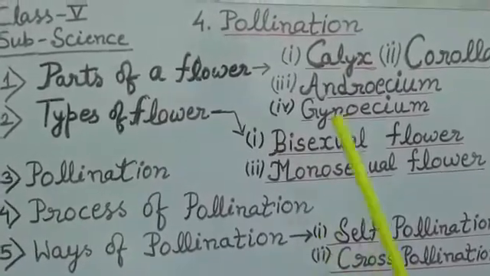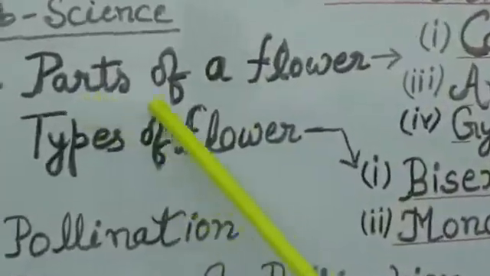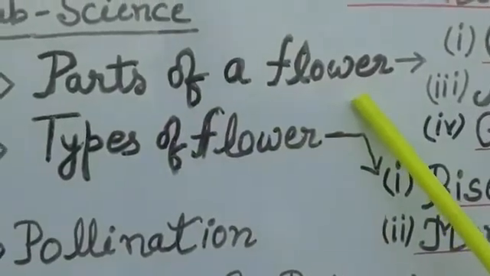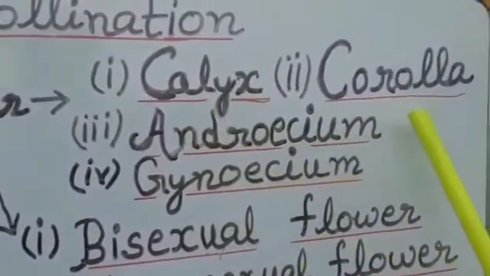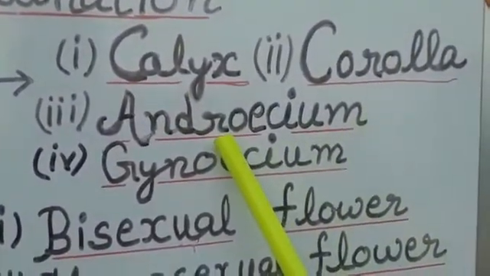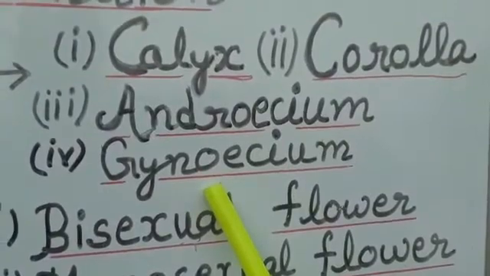At first we discuss point 1, parts of flower. There are 4 parts of a flower. First, calyx; second, corolla; third, androecium; and the fourth one is gynoecium.